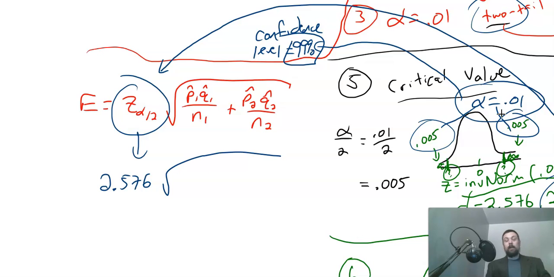1 minus 0.01 gives me 0.99. It's a 99% confidence level. All right. That's the way that I approach this. And I just don't use my calculator to get the confidence interval, right?